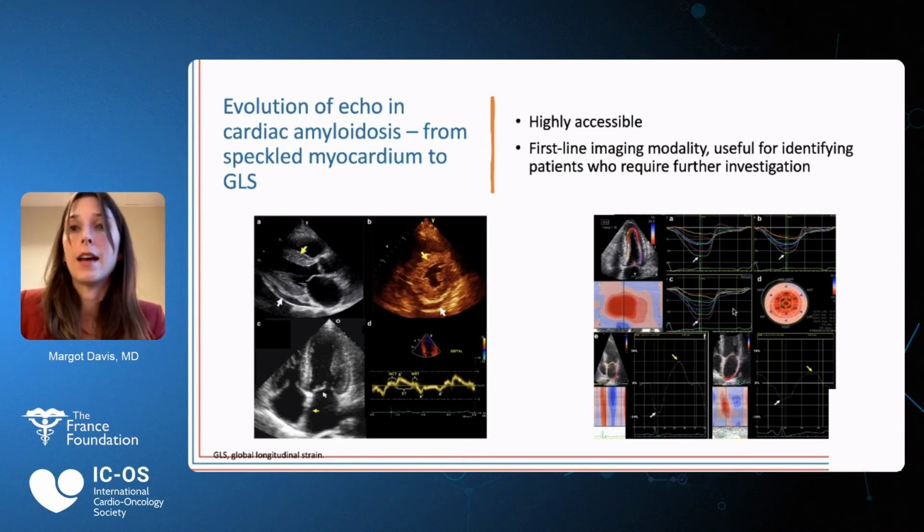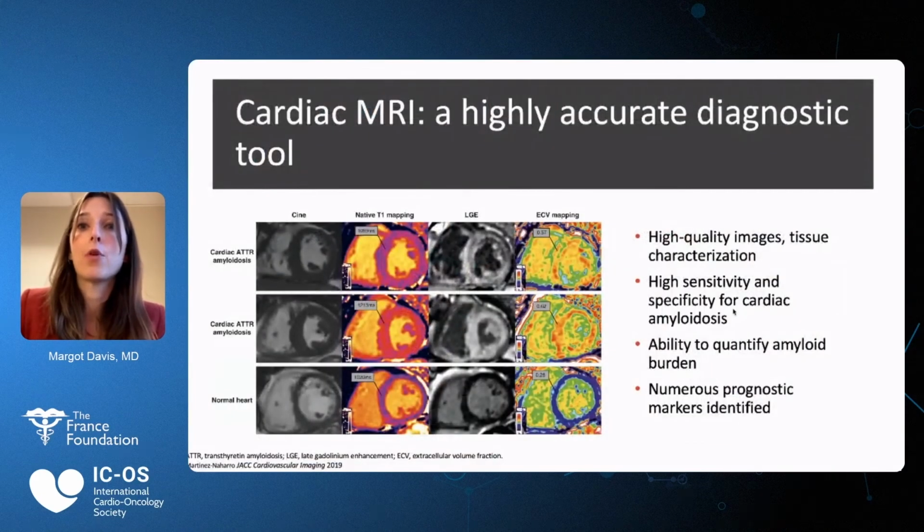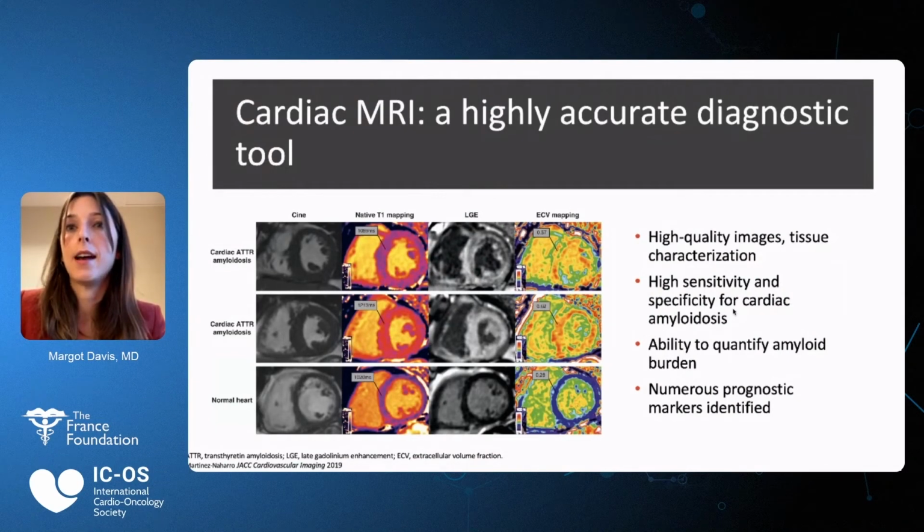I think that every imaging modality really does have its most precise role. There's no one imaging modality that's going to be good for everything. So cardiac MRI, of course, its strengths are that it's a highly accurate diagnostic tool. It produces high quality images and can provide tissue characterization. It has high sensitivity and specificity for cardiac amyloidosis.